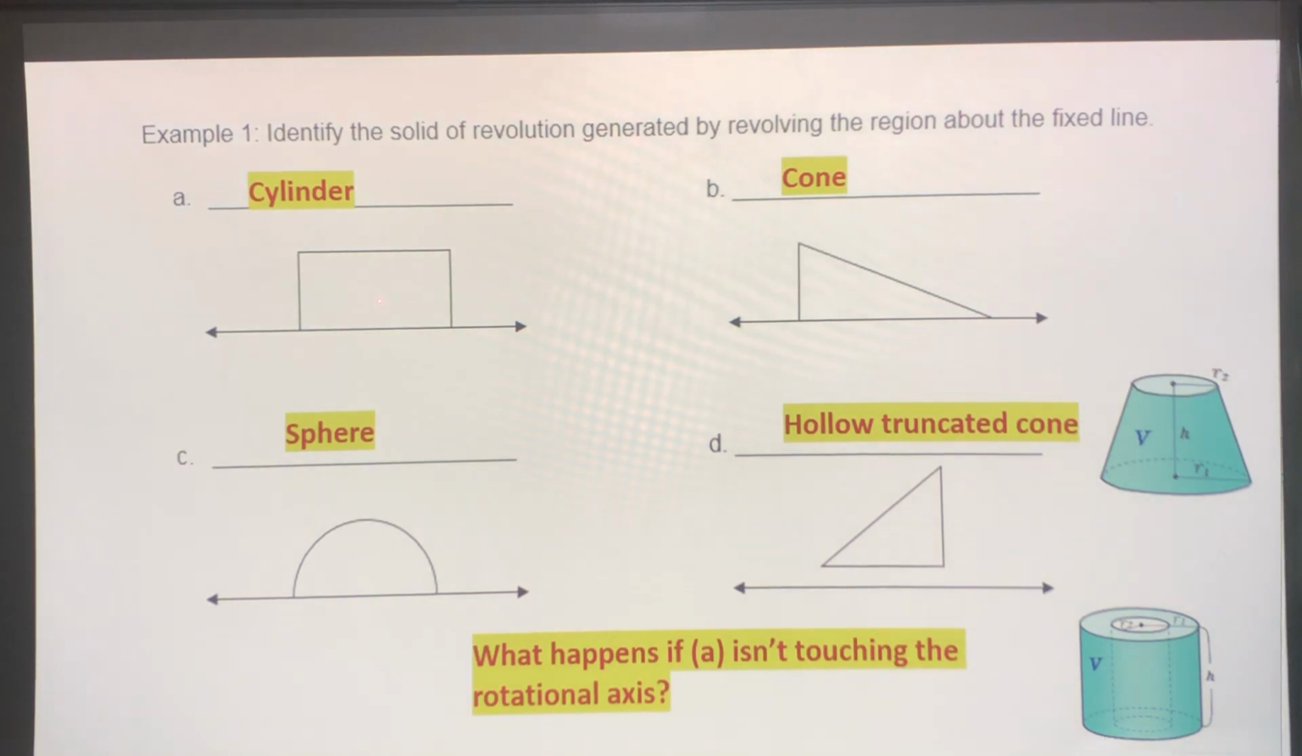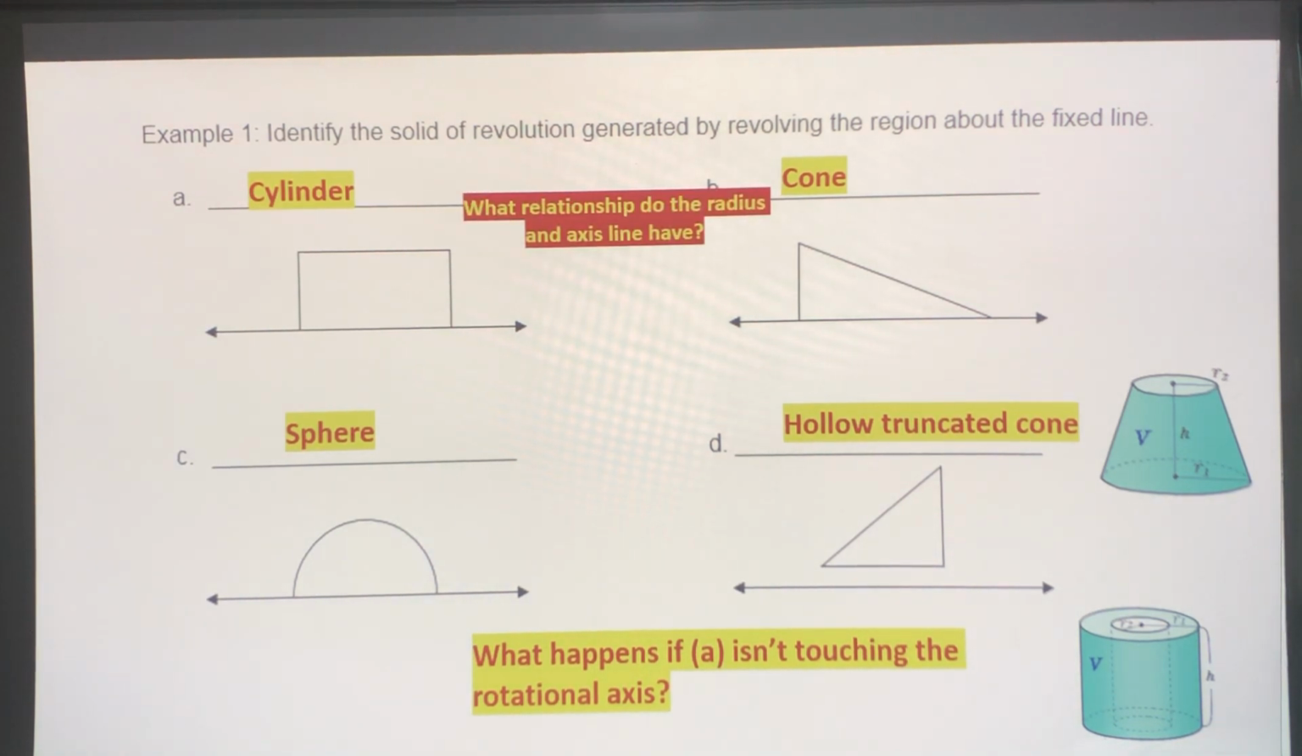What happens, say for example A, if we were not touching the axis? If this were not touching the axis, we would get a cylinder with a cylinder removed. The space created between the axis and the shape will create a hollowed space.